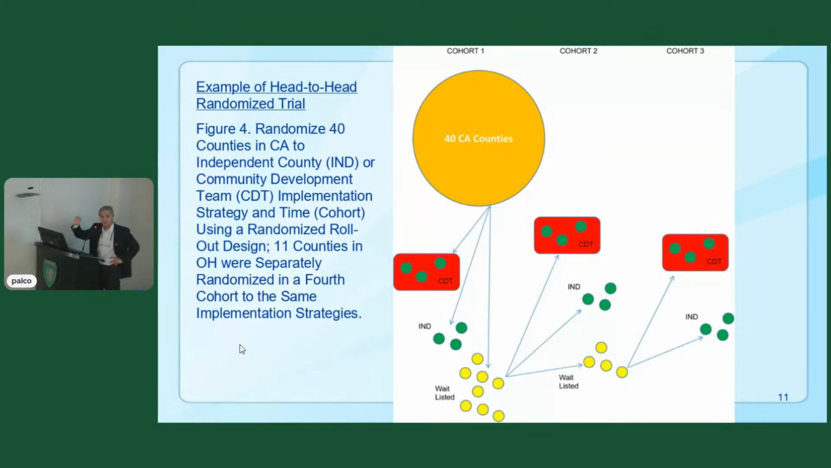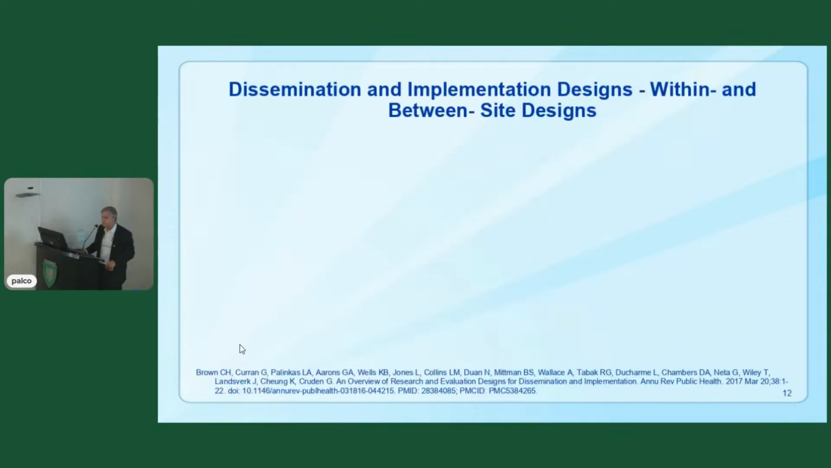So you roll out little by little. It's a staggered design, like a stepped wedge, okay? 11 counties in Ohio were separately randomized in a fourth cohort to the same implementation strategy. You don't see it here. Here you only see the California counties, but there's another one in Ohio used as another comparator, okay? So just pay attention to that.